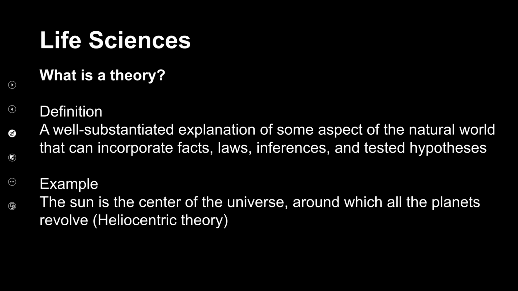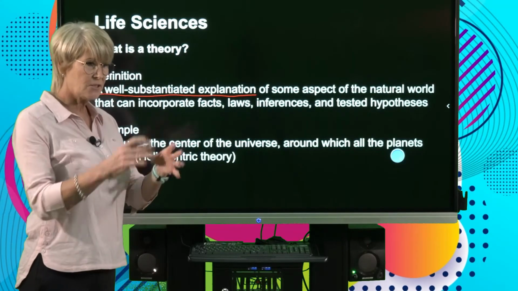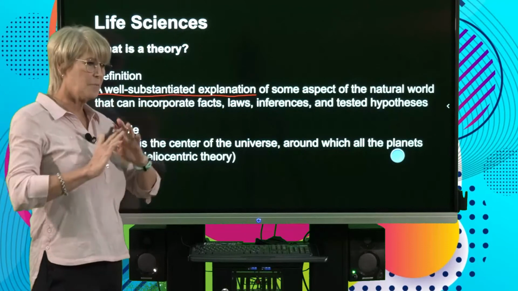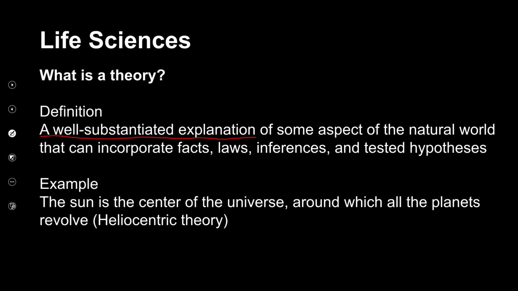Right, now what is a theory? So we're going to have a look at the definition of a theory. Basically, a theory is a well-substantiated explanation. Well-substantiated means there's lots of facts, lots of information that backs up that explanation. So it's not just something that somebody thought about out of their head and decided that this is a theory. There's lots of backup evidence for that explanation. Again, it's some aspect of the natural world, because we work in the natural world, and it can incorporate, as I said, facts, laws, inferences, and tested hypotheses that all substantiate that explanation.